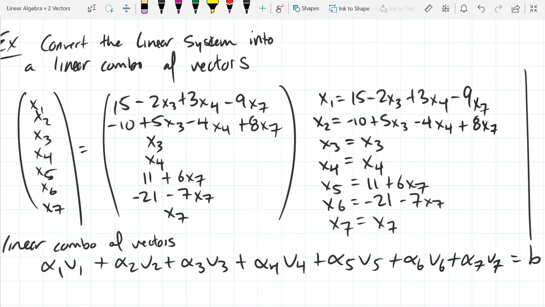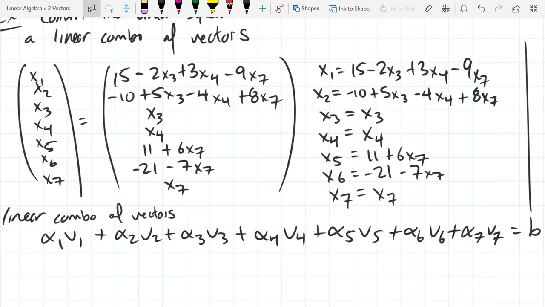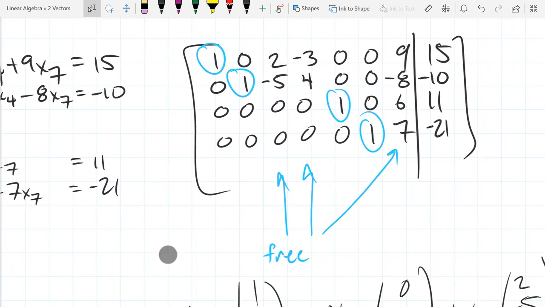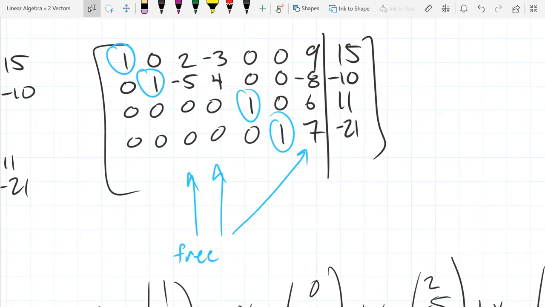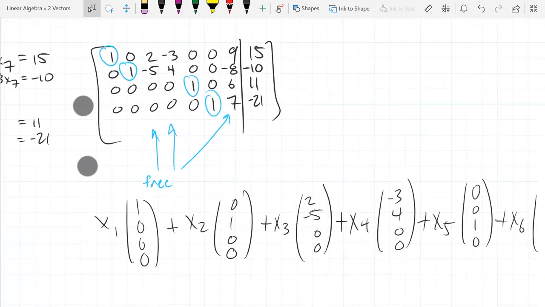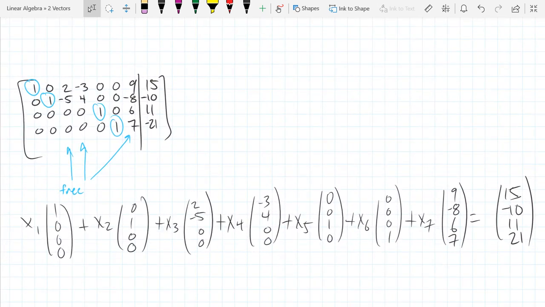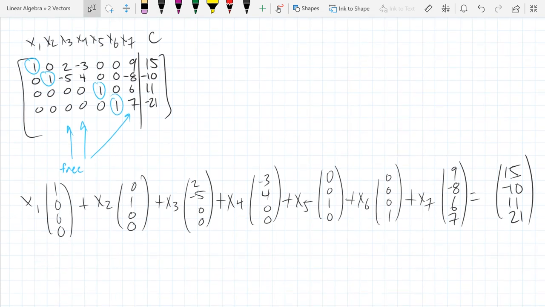It turns out there's actually going to be a combination of 7 vectors, and it's probably easiest to see in the matrix over here. All I did was turn every column of the matrix into a column vector. The first column was the x1 column, the second was x2, x3, x4, x5, x6, x7, and then the constants. And you can see down below, we have x1 times the column vector, plus x2 times the column vector, plus x3 times the column vector, etc.